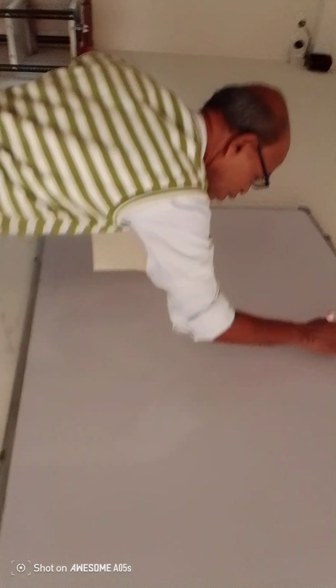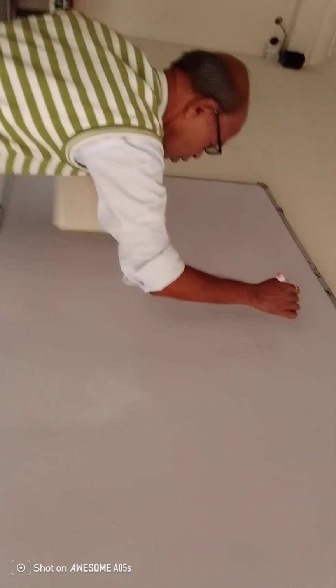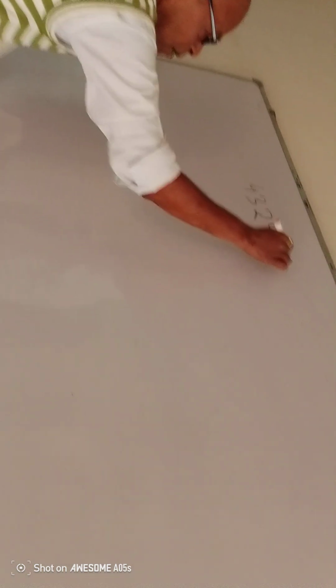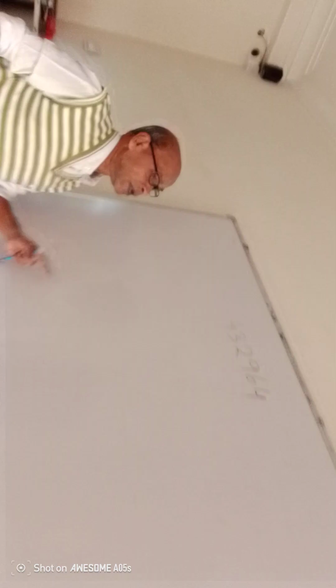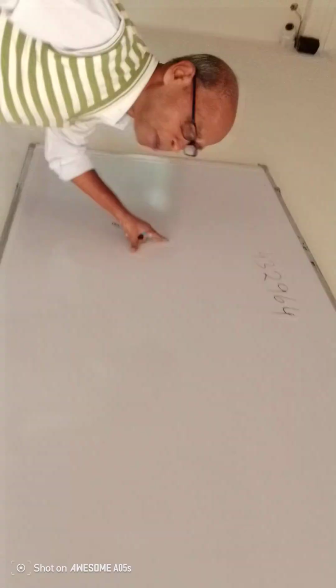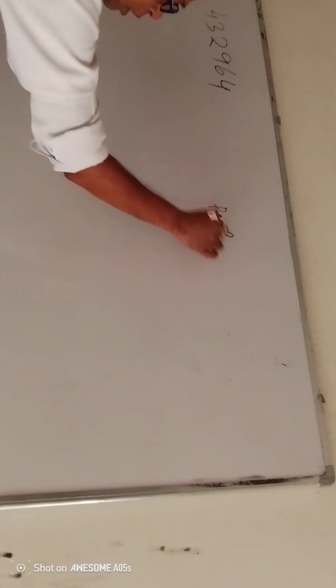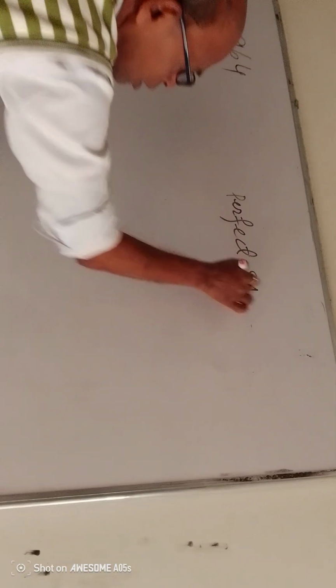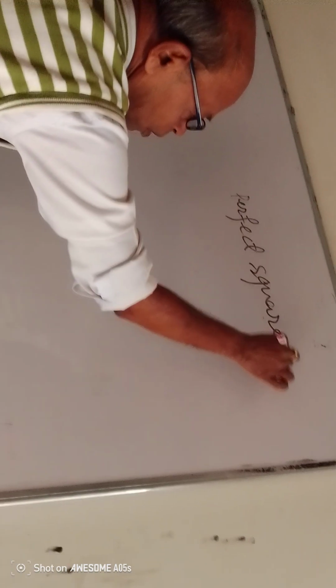Now let us find the square root of a number. Suppose I am taking 4, 3, 2, 9, 6, 4. This is our question. Here we will discuss one thing. It may be a perfect square number or may not be a perfect square number. So what is a perfect square number? First we will discuss perfect square numbers.